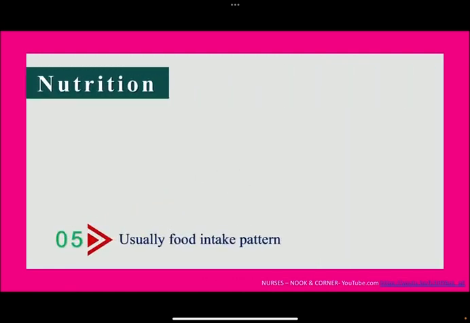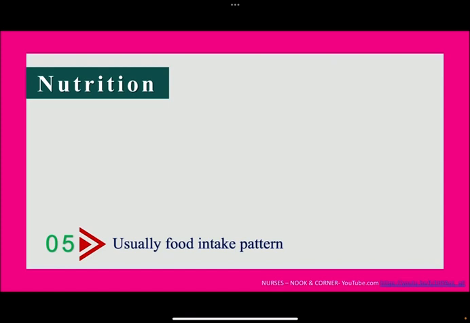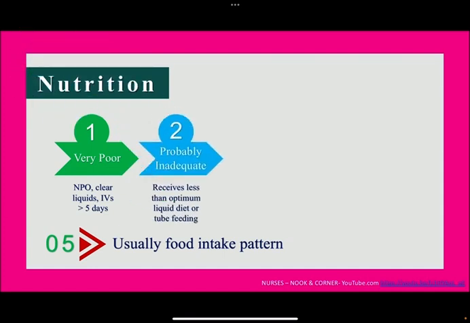So for nutrition, which is the 5th part of the Braden assessment, you'll grade the patient as number 1 if the nutrition is very poor, meaning the patient is NPO, he cannot get his food or clear liquid diet, or the patient has been on IV fluid for more than 5 days. Take care, it's more than 5 days. The patient is vomiting, he cannot eat.